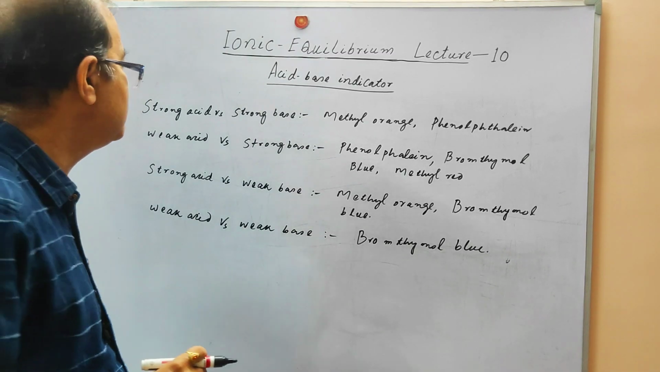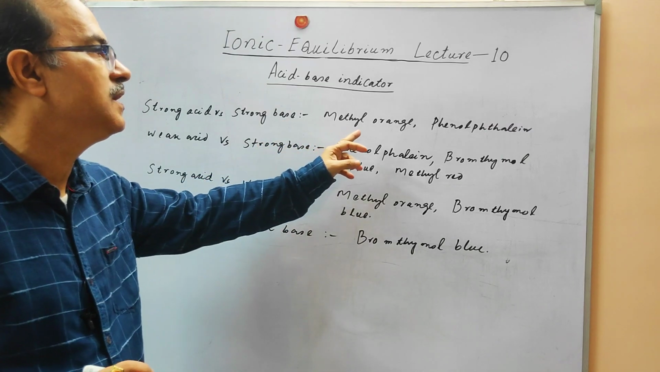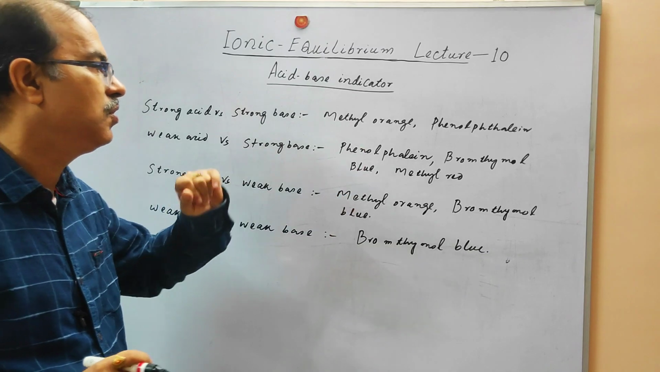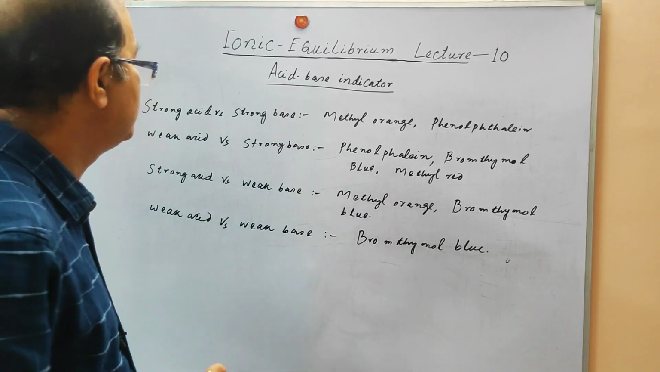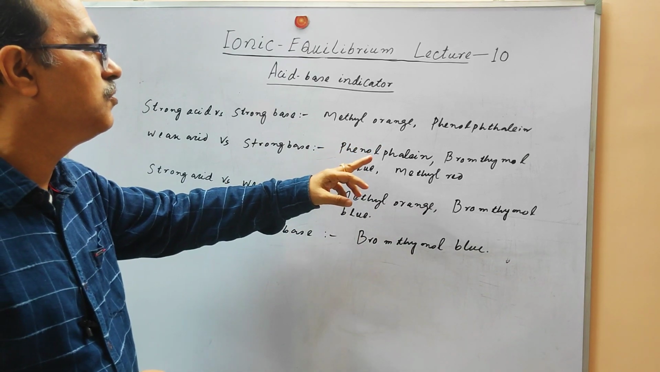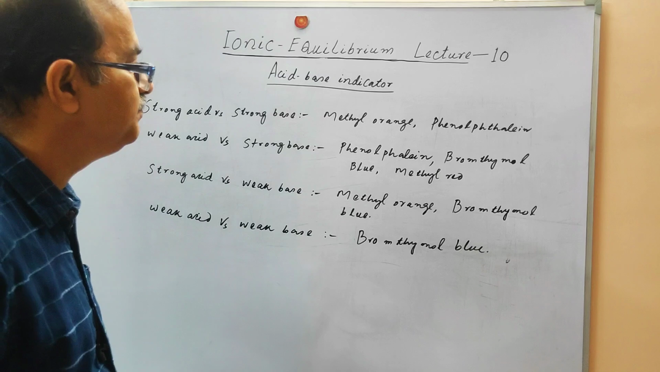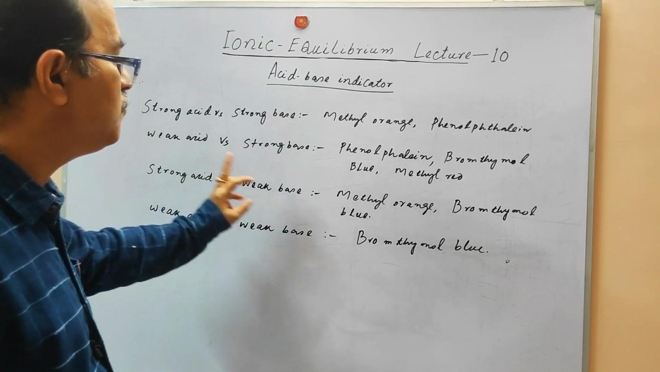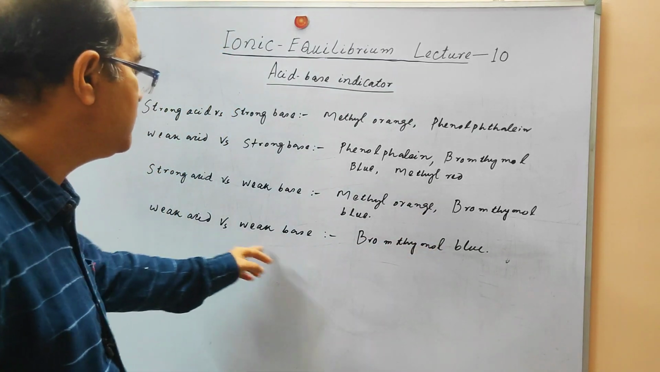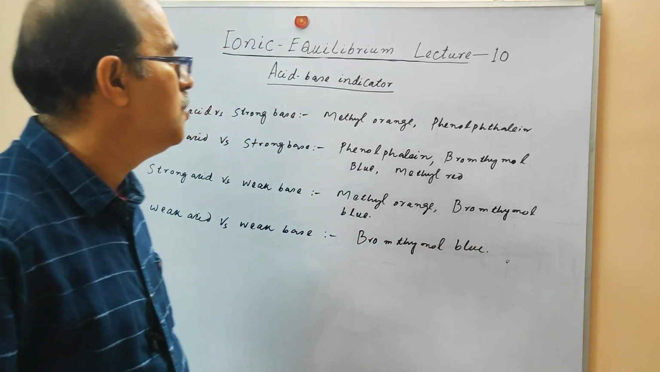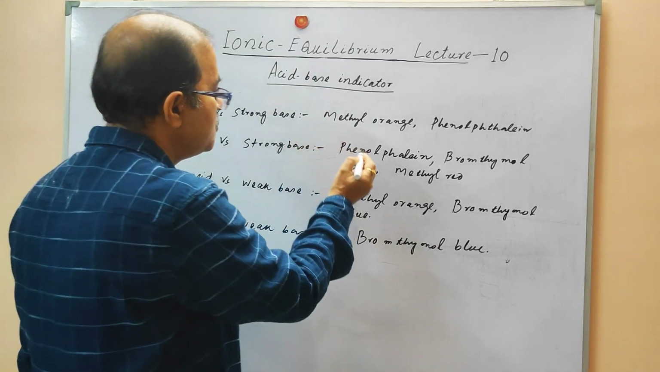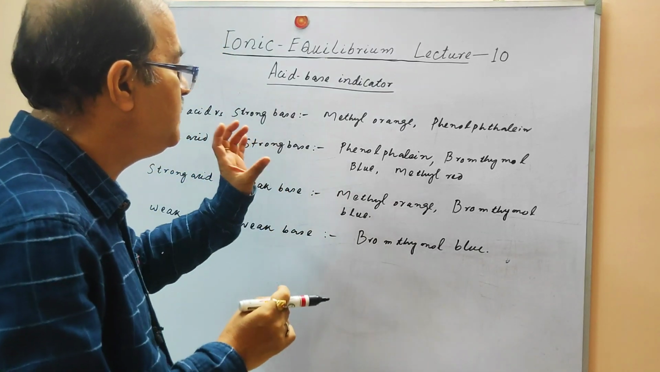For different types of titrations: for strong acid and strong base you use methyl orange and phenolphthalein, or any type of indicator; you can also use bromothymol blue or methyl red. For weak acid and strong base you will use phenolphthalein, bromothymol blue and methyl red. For strong acid and weak base, we have already discussed methyl orange. And for weak acid and weak base, bromothymol blue. So you can see how they are used. This is basically on the basis of their pK value.